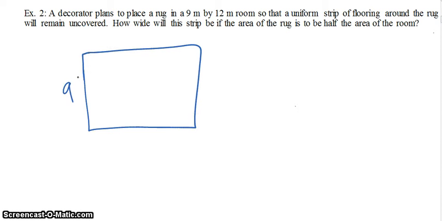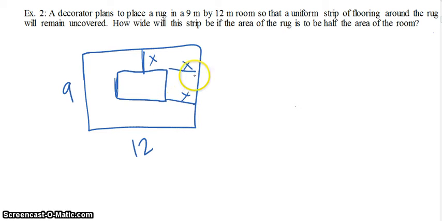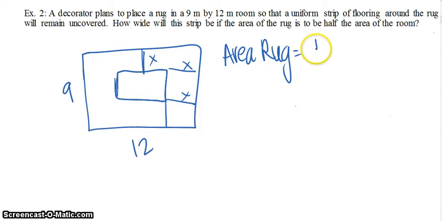Okay, so let's just start by placing a rug in a 9 by 12 room. So I have 9 by 12, and then I'm going to have some sort of rug. And obviously I'm not drawing it perfectly to scale, but we know that all of these pieces right here are going to be the same, like some X width, or we could say some width, W. They're all the same. It's uniform, okay? And that's what we're trying to find. So we're trying to find X now. So it says, how wide will this strip be if the area of the rug is to be half the area of the room? So area of rug equals half the area of the room.